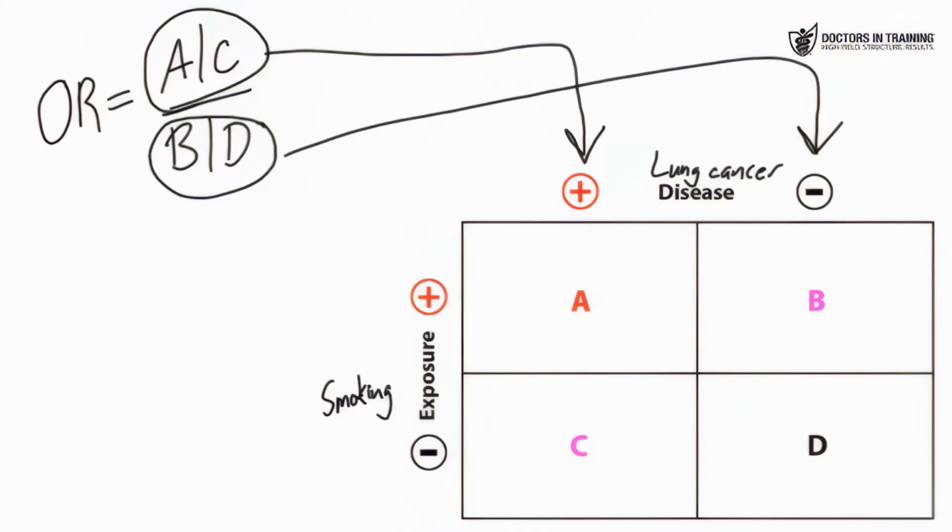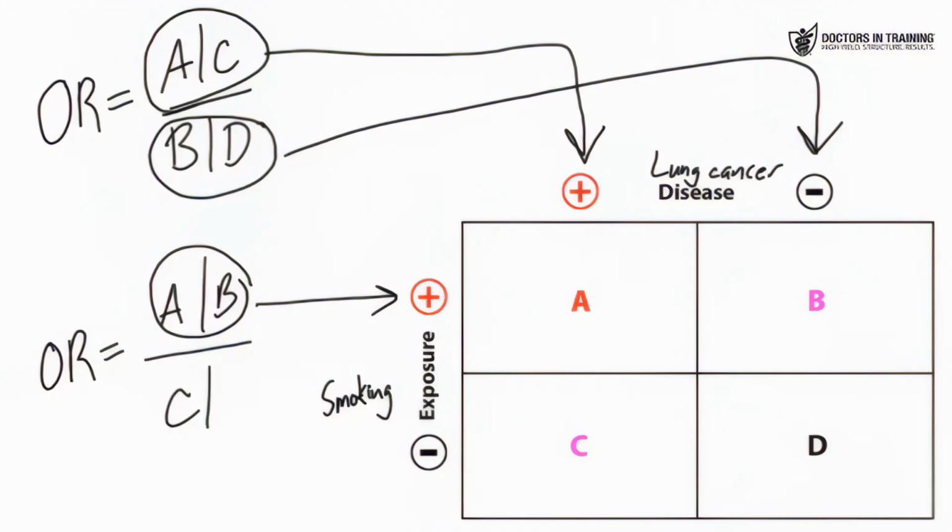And the odds ratio can also be interpreted as the odds of having the disease from among the exposed divided by the odds of having the disease from among the unexposed. This is just another way of looking at the odds ratio. We'll talk more about calculating odds ratios later on.